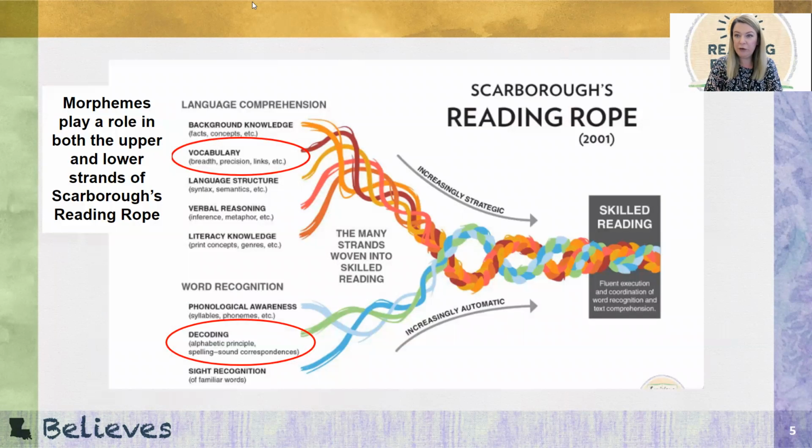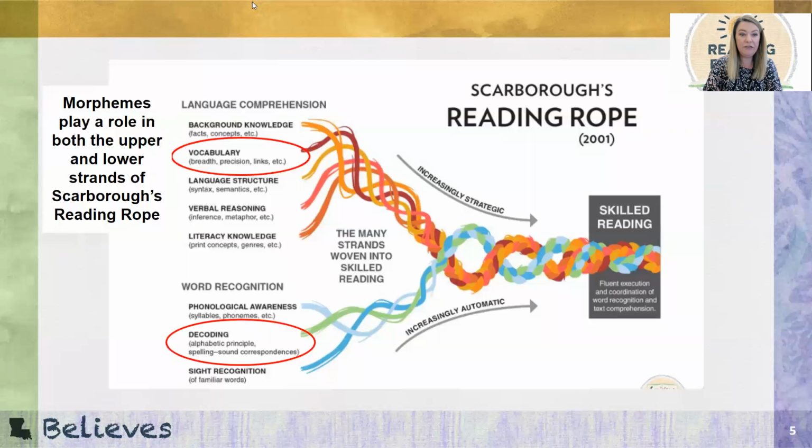So here's Scarborough's reading rope. We jumped into this in session 1, the introduction to the science of reading for middle school and high school. And I told you that in middle school and high school, we do the majority of our development in that upper strand. We're hoping that students come to us with that lower strand mostly developed. But morphology plays a role in both strands, which is really exciting because this one strategy, this one teacher move, this one piece of reading really falls into and develops both vocabulary and students' ability to decode or to read.